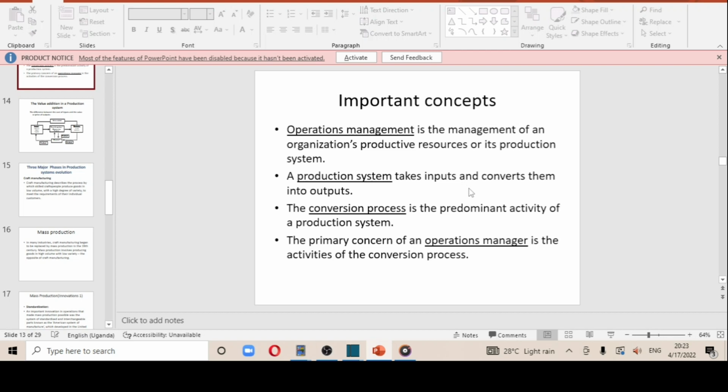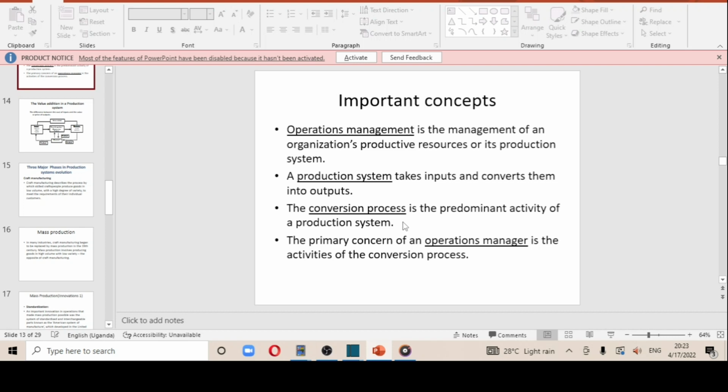And below, you can have what they call the value addition in a production system, whereby the difference between the cost of inputs and the value of the outputs will be the value added, because materials or inputs can be brought in without having value addition. But if they go into the conversion process, that's when the people in there will add something to it, so that at the end of the day you have something that has been added value on.